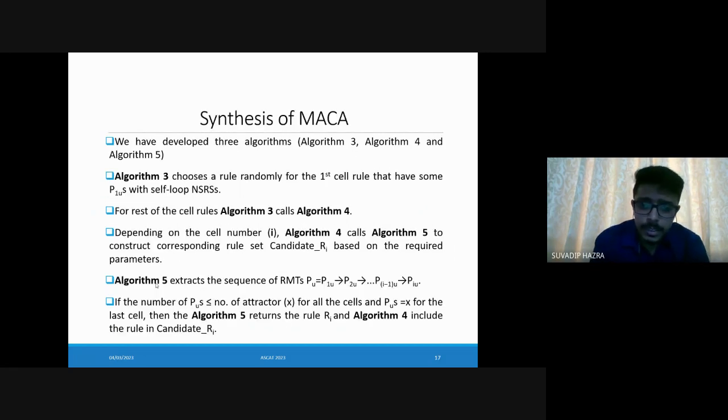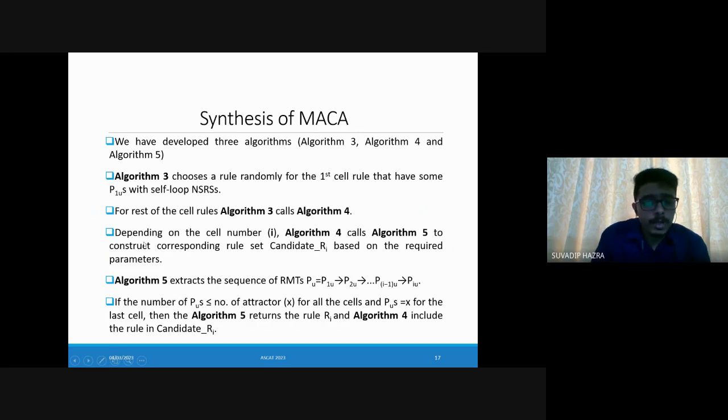Next, we have synthesized MSA here. For synthesizing MSA, we have developed three algorithms: algorithm 3, algorithm 4, and algorithm 5. What algorithm 3 will do is randomly choose any cell, any rule as the first cell rule, those having at least one self loop in NSRSG. Next, for the rest of the cells, algorithm 3 will call algorithm 4.